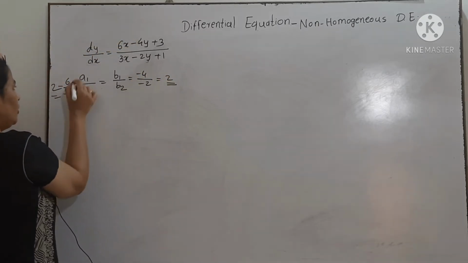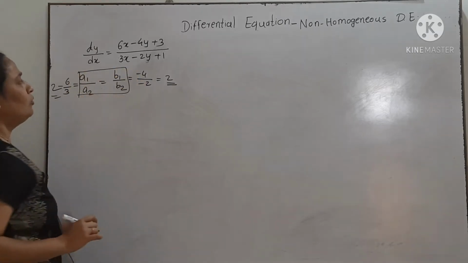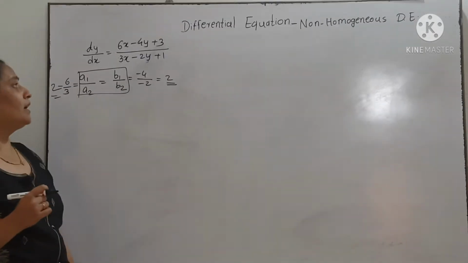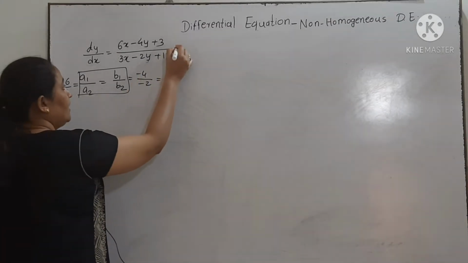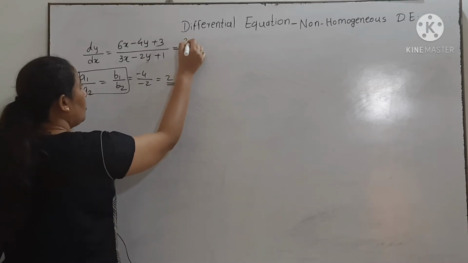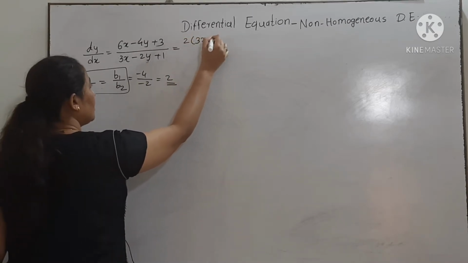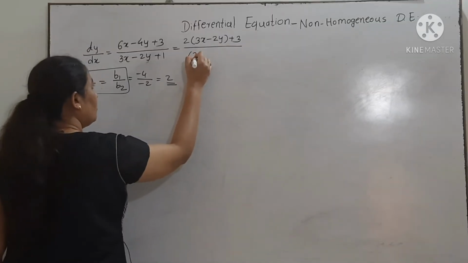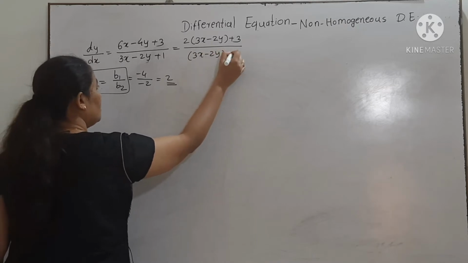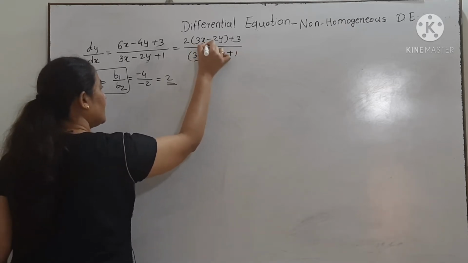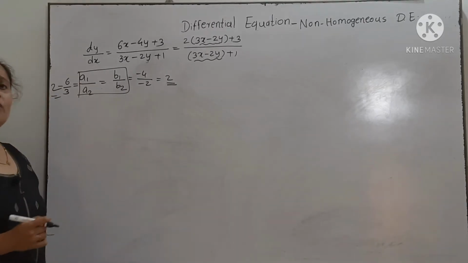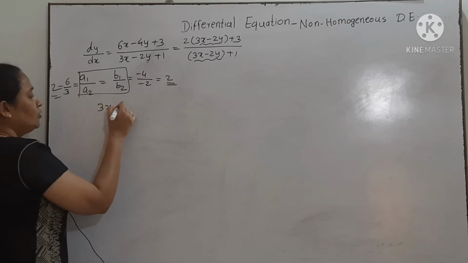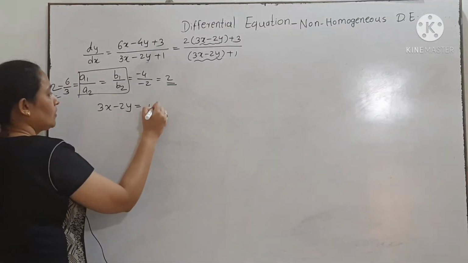If you observe, you have a1 upon a2 equal to b1 upon b2. Then what I say? There is some common factor in numerator and denominator. See here, from the numerator, if I take 2 common, it is inside the bracket 3x minus 2y plus 3. Similarly, in the denominator it is 3x minus 2y plus 1. So there is one common factor, that is 3x minus 2y in numerator as well as in denominator. We'll put that common factor equal to u.